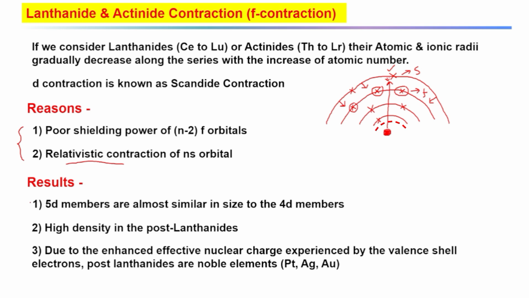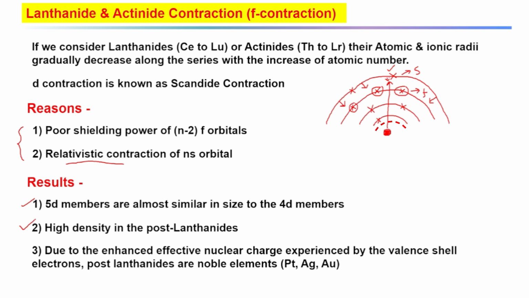Now what are the results? So 5d members are almost similar in size to the 4d members. The same kind of contraction happens in the d block elements also, which is known as scandide contraction. Because of that, the 5d members and the 4d members are of similar size. Actually, the 5d members should be bigger in size because they have an additional orbit, but still it is almost similar in size. Now the size is the same, but the atomic number is more and the atomic weight is more, so that's why the density gets increased.